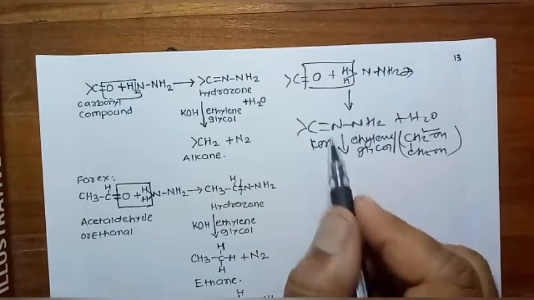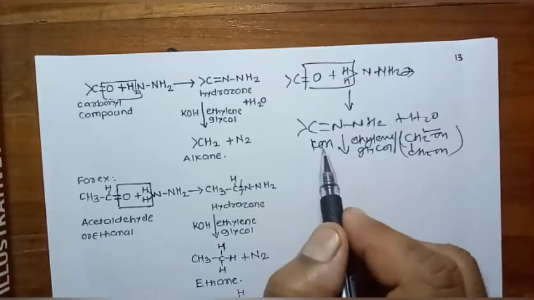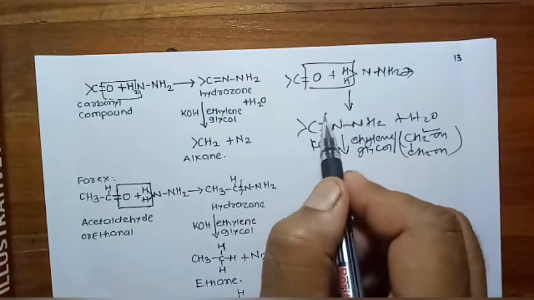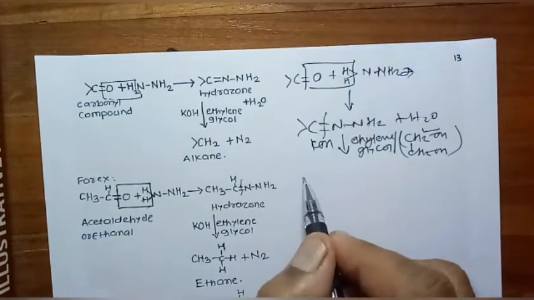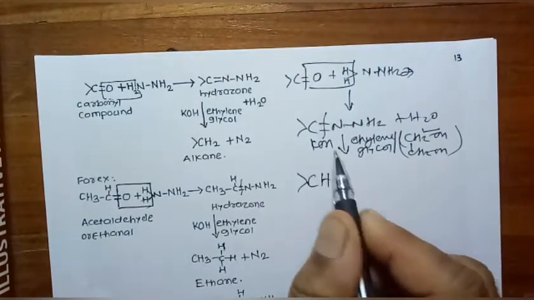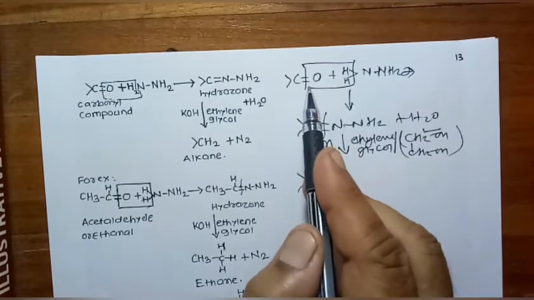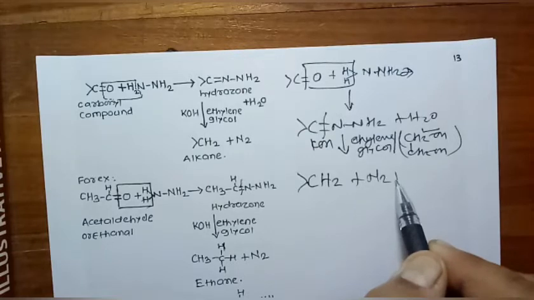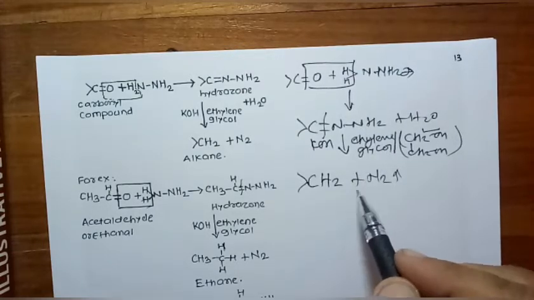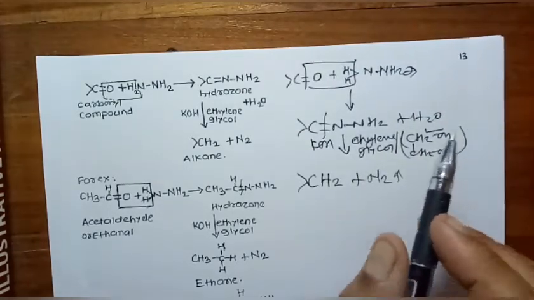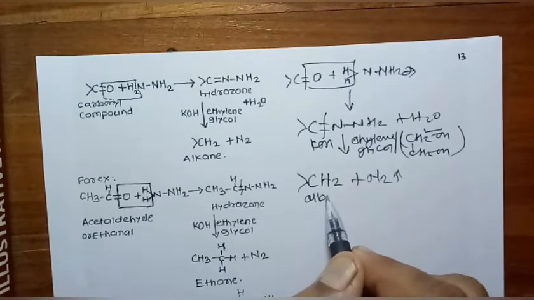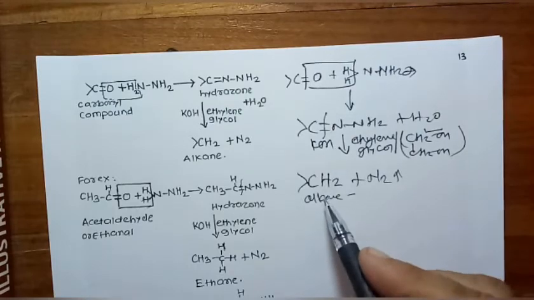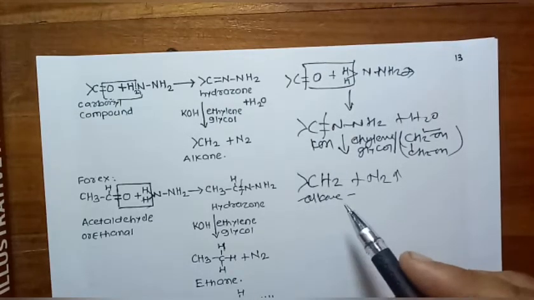After the reaction with KOH and ethylene glycol, the double bond between carbon and nitrogen breaks, and two hydrogen atoms are attached to this carbon atom, and the C double bond group gets converted into a CH2 group, plus nitrogen gas is given out. The reaction is given like this in the book; you do not need to write a balanced reaction. Again it is an alkane, a hydrocarbon.